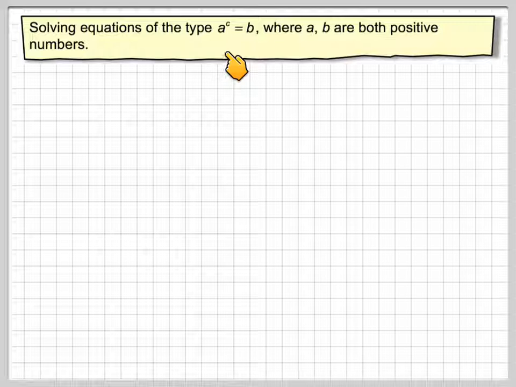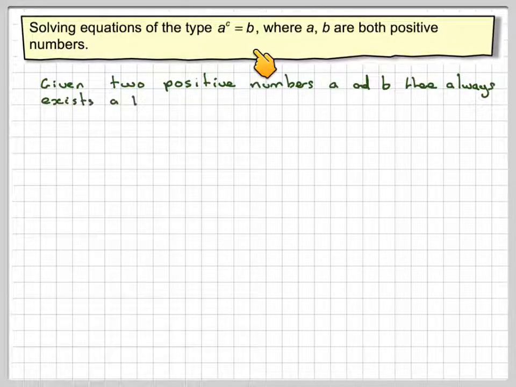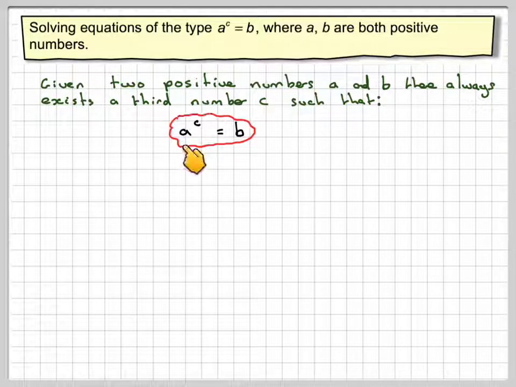So sometimes we get equations like 5 to the x is equal to 7. How do we find what x is equal to? Well, if the numbers are nice, we can actually solve them, as I'll show you in some of these examples. Given two positive numbers, a and b, there will always exist a third number c, such that a to the power of c is equal to b. And that's what logarithms is about: being able to find what c is.